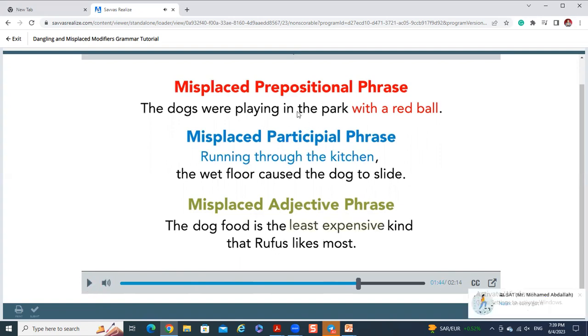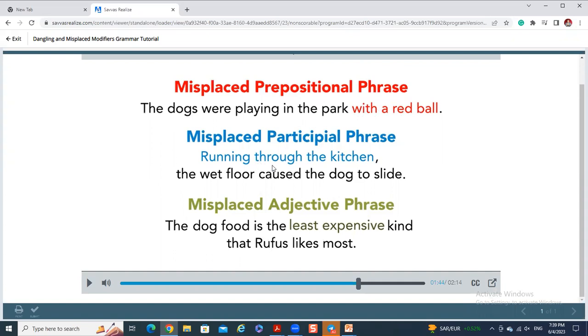Okay, just have a look here. Here we're talking about the misplaced modifier, the part of the sentence that doesn't come in its place. This one says the dogs were playing in the park with the red ball. With the red ball now describes park. With the red ball describes park, and this is wrong.